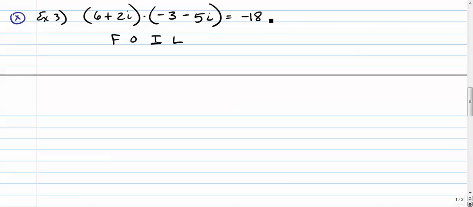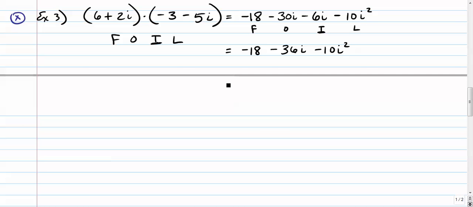The outside times the outside is, let's see, let's highlight it, outside and outside. So we're going to multiply that, negative 30i. Inside times inside, negative 6i. And last times last is negative 10i squared. All right, so that's, if you're following along here with your FOIL, if you learned it that way, F-O-I-L. We want to simplify. Negative 18, we'll combine those middle terms together.